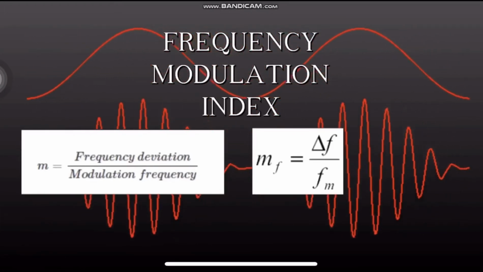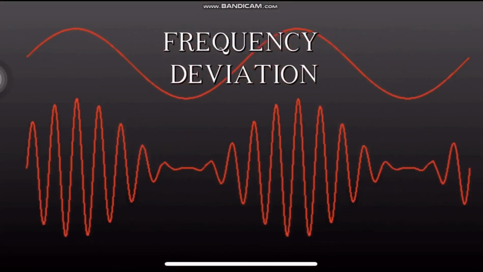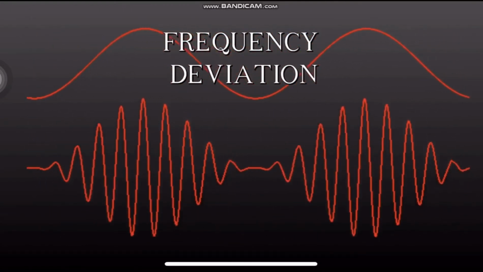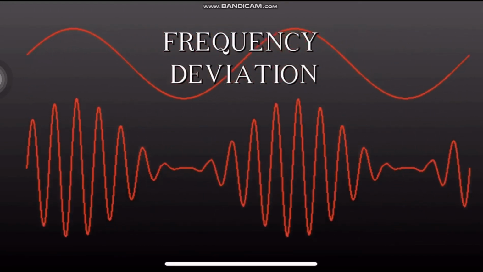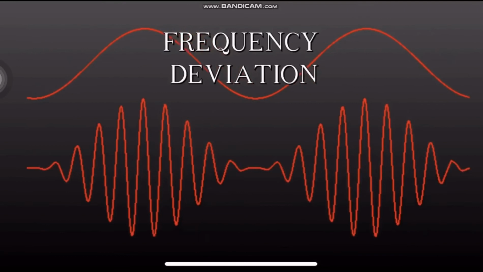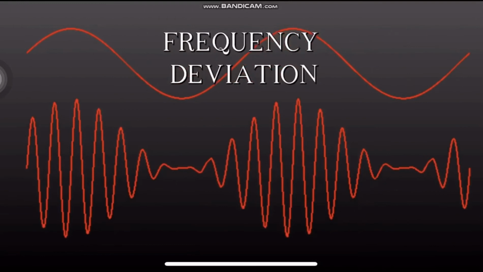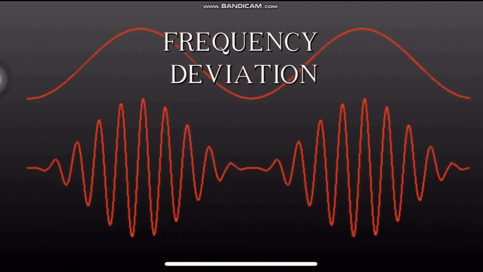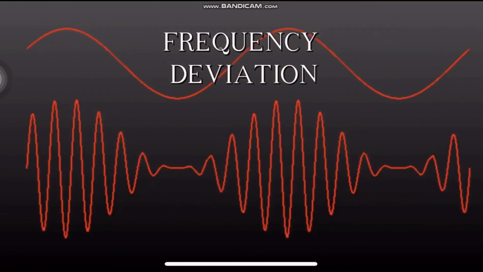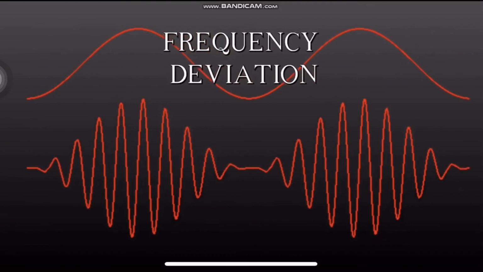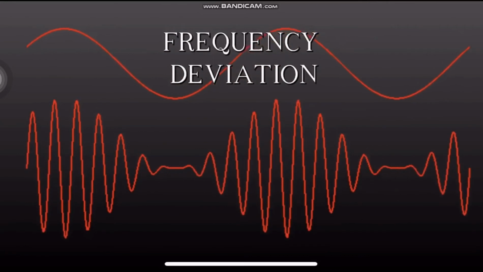Now, let's proceed to frequency deviation. Frequency deviation is used in frequency modulation radio to describe the maximum difference between an FM modulated frequency and the nominal carrier frequency. It is also the amount of change in the carrier frequency produced by the modulating signal. The carrier frequency swings between maximum and minimum as the input varies in its amplitude.